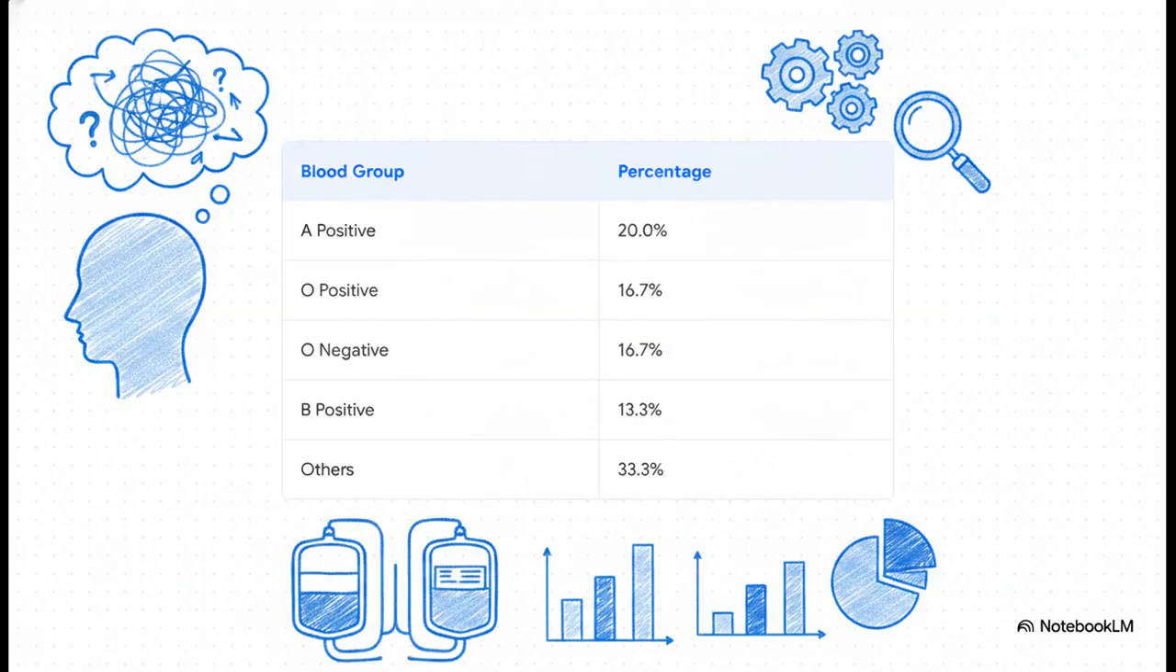Let's apply this to a real-world scenario. Imagine working in a super busy hospital, and somebody hands you this raw text distribution of blood groups for 30 people. It's just a wall of text. Finding the most common blood type requires you to literally scan every single row, compare the percentages in your head, and then try to hold that information. Honestly, it's mentally exhausting and completely chaotic.